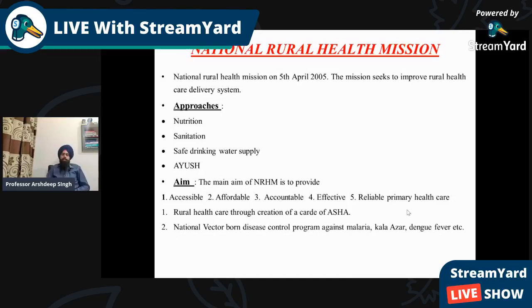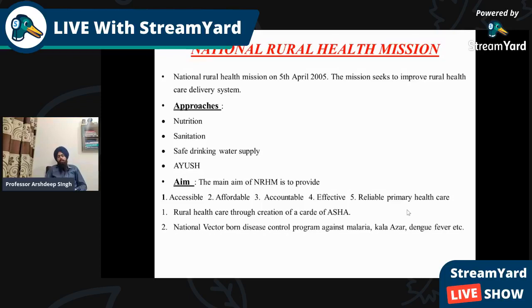Next and last one is Ayush. Ayush includes, first of all, Ayurveda, Yoga, Unani, Siddha, and Homeopathy. So that is not a single word. That is a word having different meanings, covering different medicine systems like homeopathy, Ayurveda, Yoga, Unani. Ayurveda and Yoga are the ancient medicine systems that are believed to be the mother of the various medicine systems that exist in today's world.